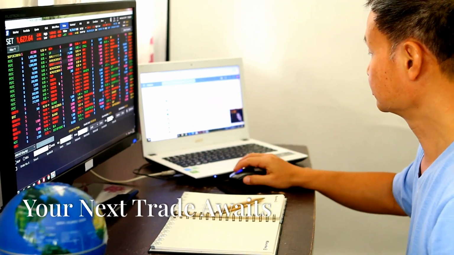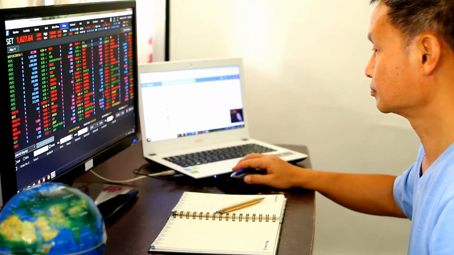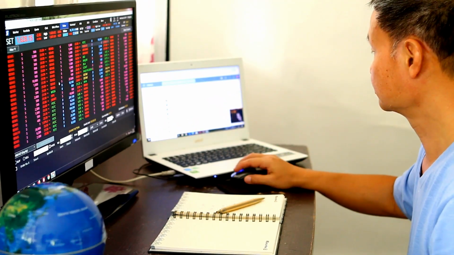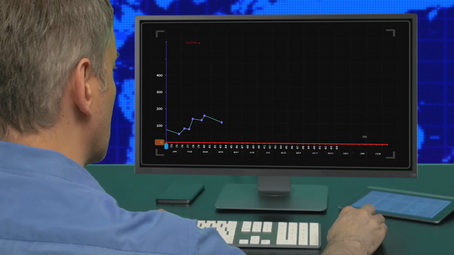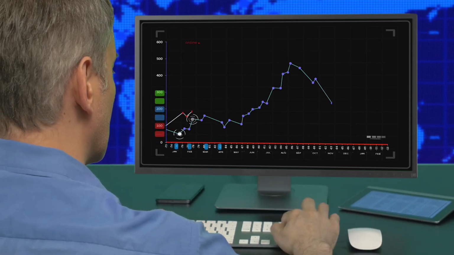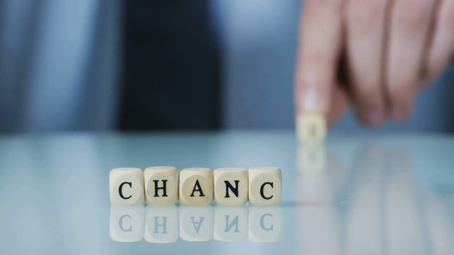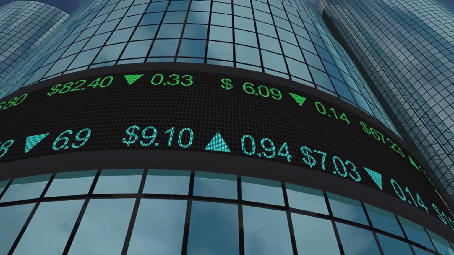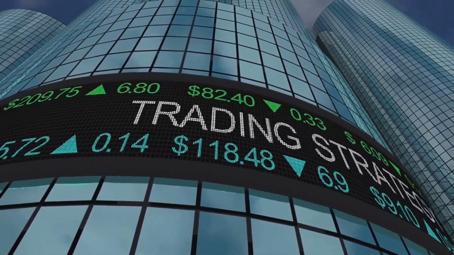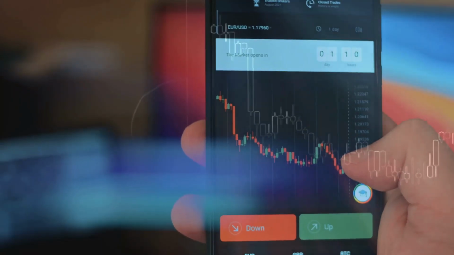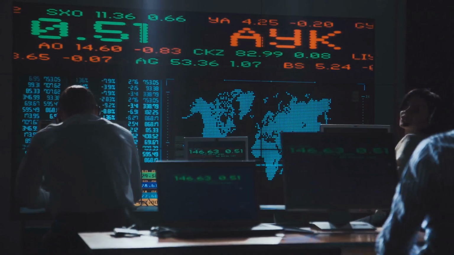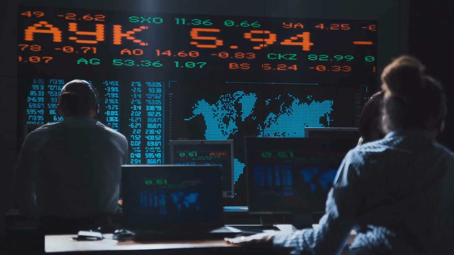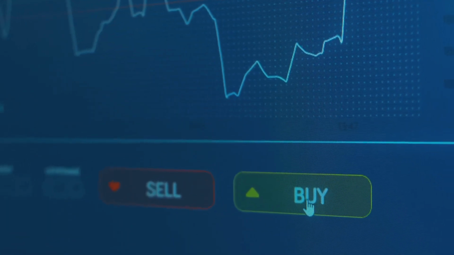Section 5. Your next trade awaits. Forex trading can be rewarding, but it takes time and effort to succeed. Start by developing a solid trading plan. Learn about different strategies and find one that works for you. Manage your risk and always be learning. The world of Forex is waiting for you. Take the first step towards your trading journey today.